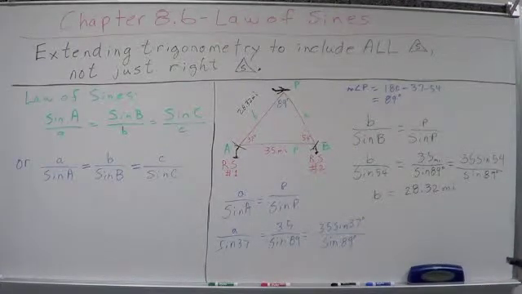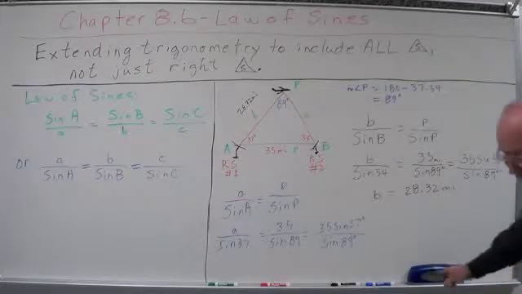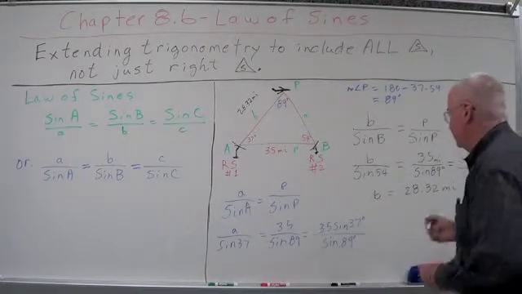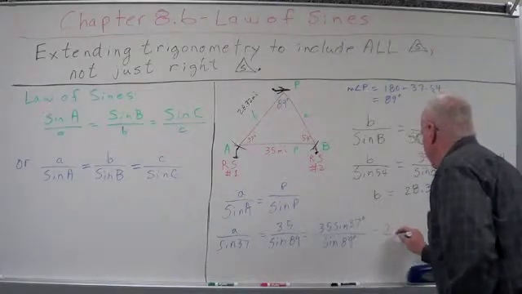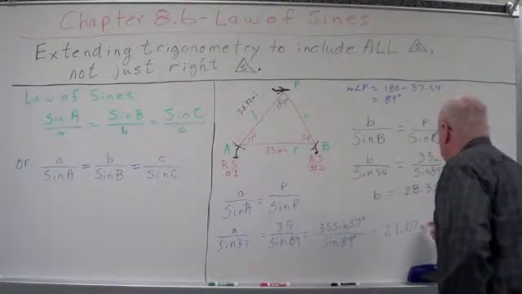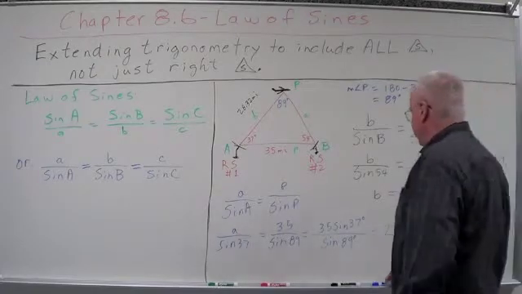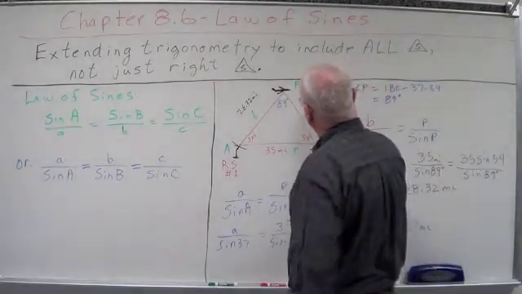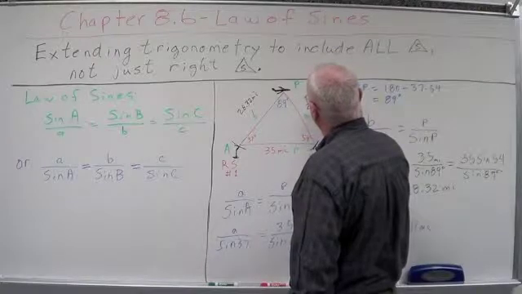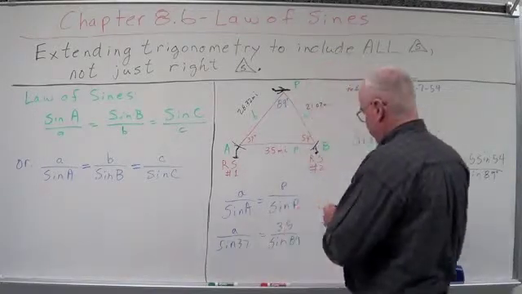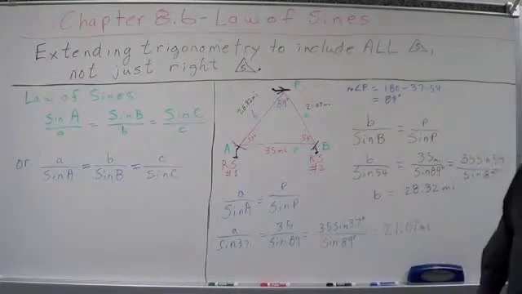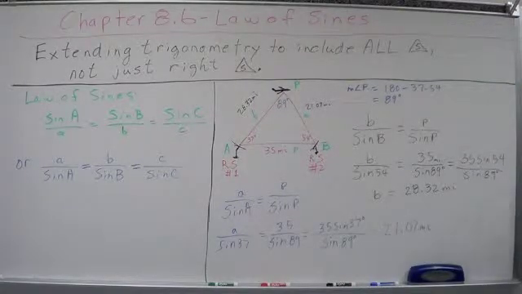So let's see what we get. 35 times sine of 37 divided by the sine of 89, and I get 21.07 miles. Okay? So this right here equals 21.07 miles. So what we've done is we've used the law of sines to triangulate the location of that plane.